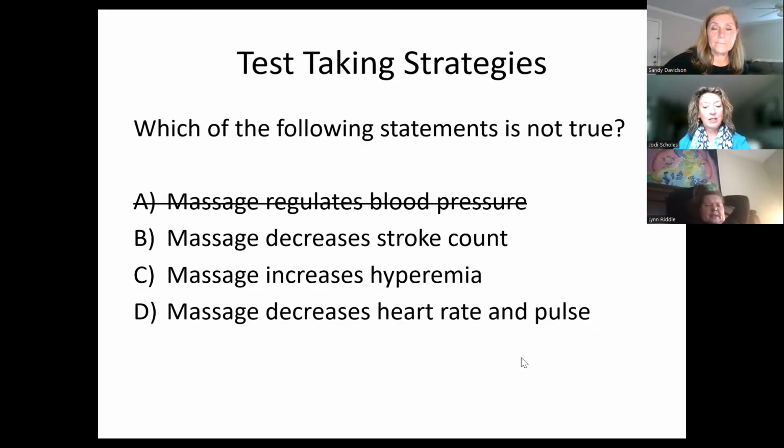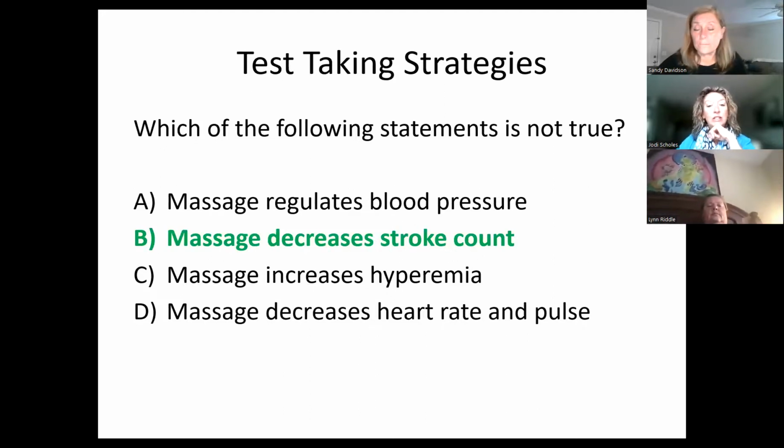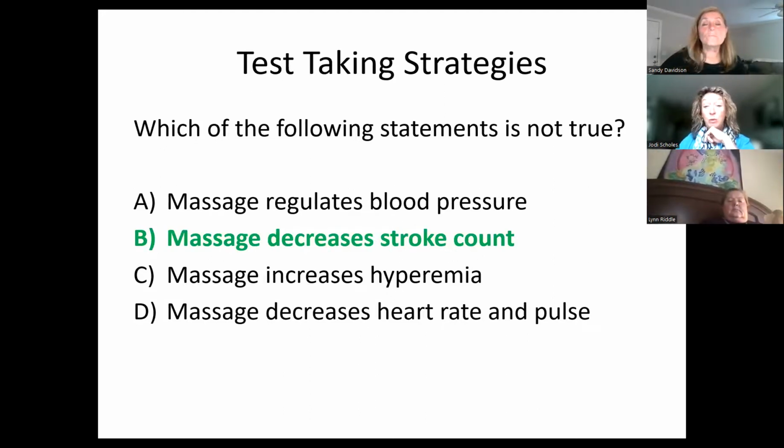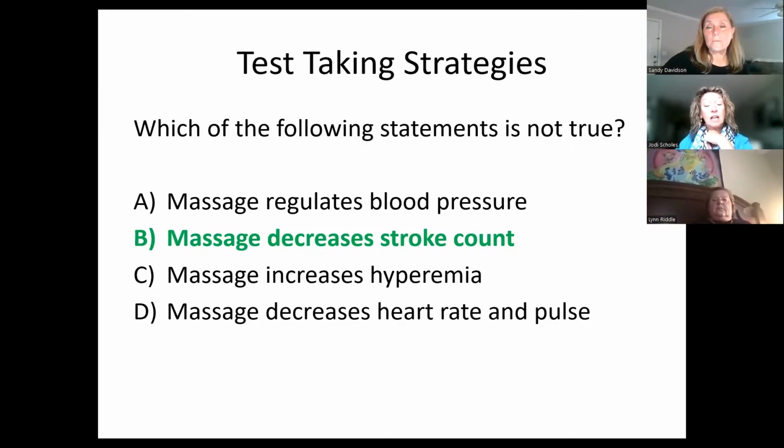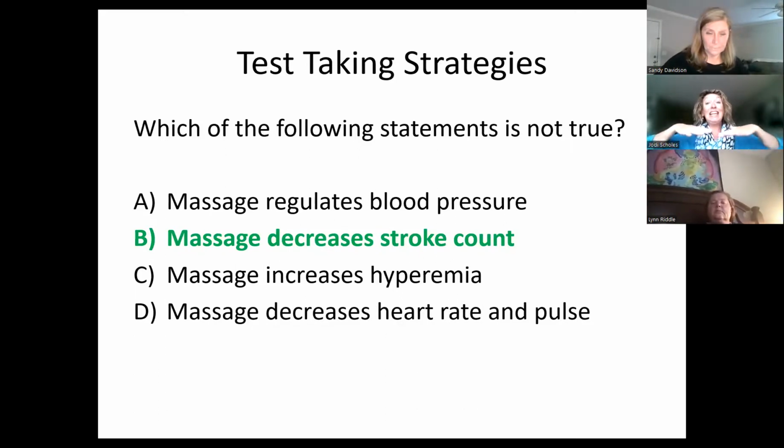All right. So let's go to our next slide. And the answer is B. Yes. Massage decreases stroke count. Because remember, we just talked about stroke count and what that is. It actually increases. Massage increases stroke count. So that is the blood flow in the heart, that stroke count, how much blood is actually being processed when that heart contracts, so how much blood is moving.